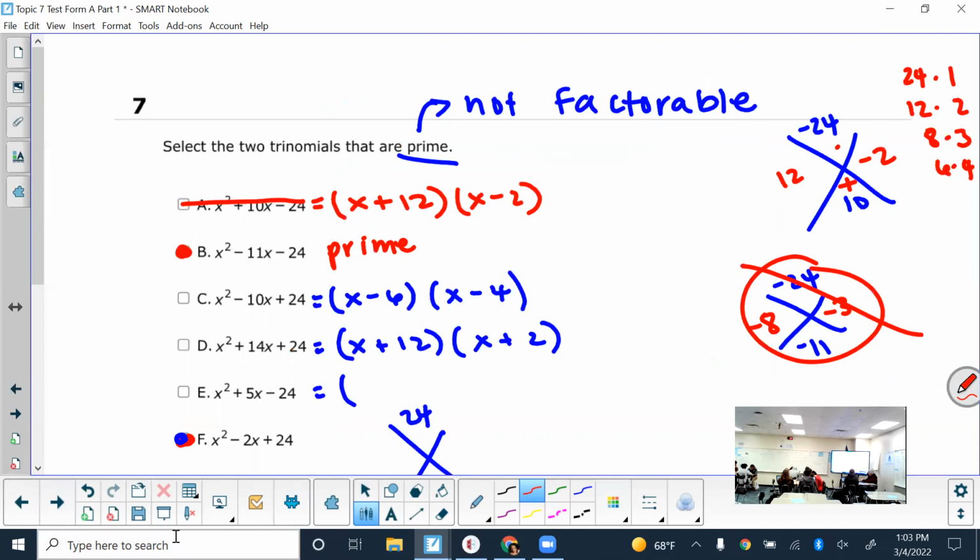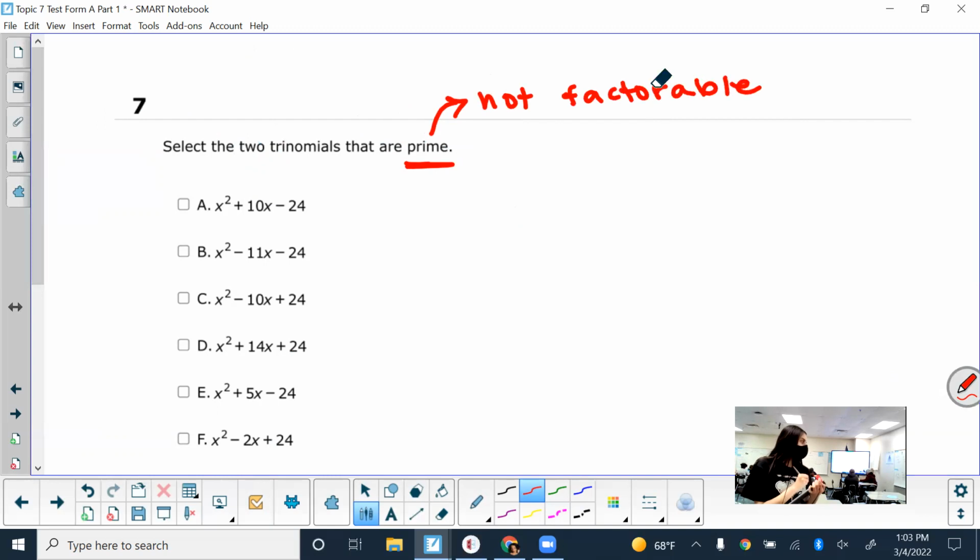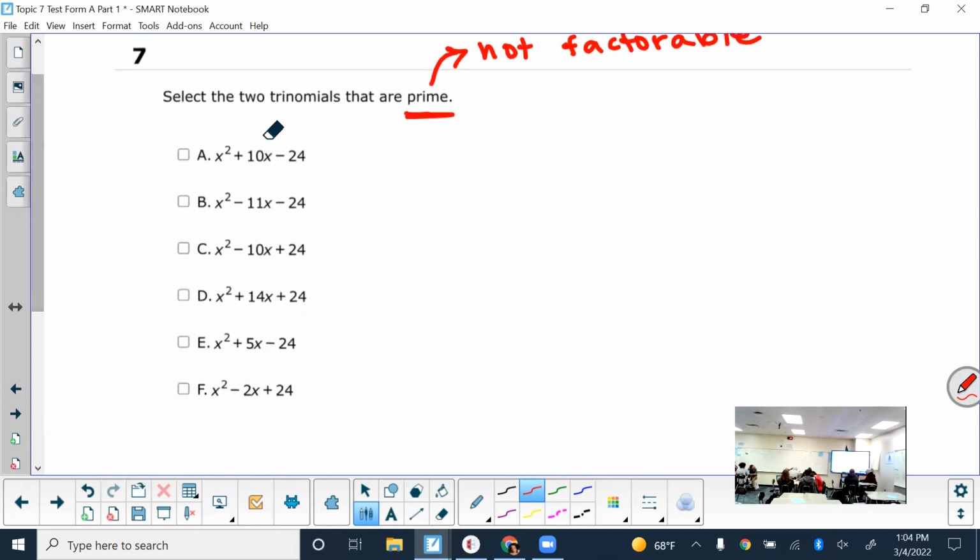All right, so for number 7, you were supposed to select 2 answers. Some of you selected more than 2, so you need to read the directions carefully. I wanted the two answers that are prime. What does prime mean? Not factorable, at least not by anything other than itself and 1. So you really had to try out each answer and see if it could be factored.